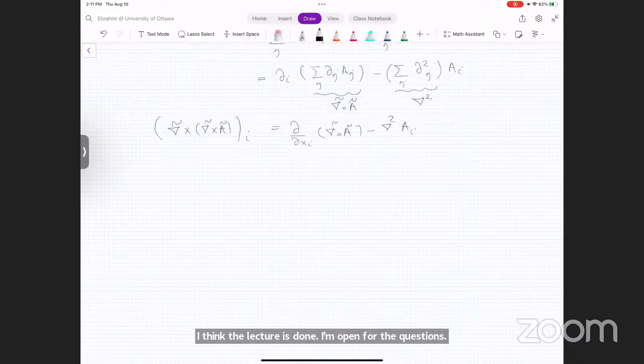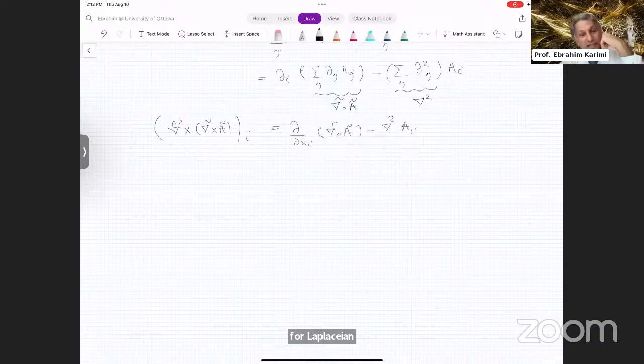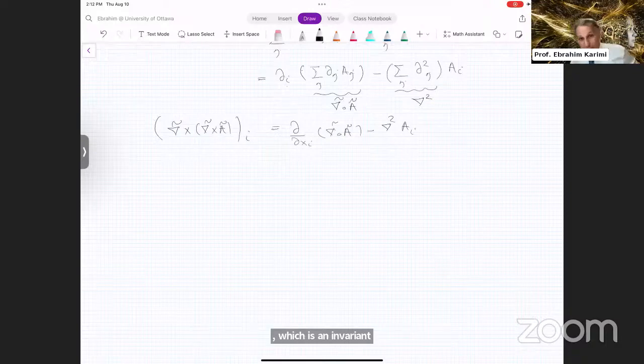So there's a question: is there any physical meaning for Laplacian? Well, yes. You will see when we go with the four vectors, the Laplacian will have a meaning, which is an invariant operator, and which describes the wave equation essentially.